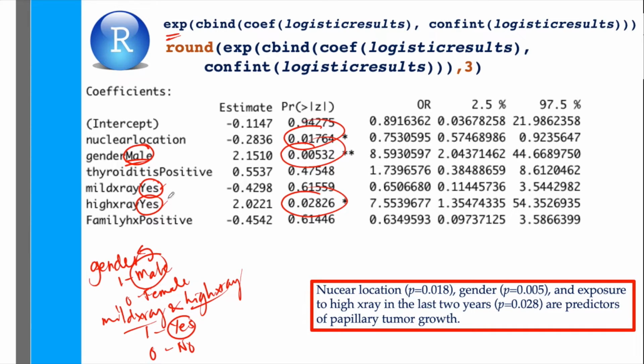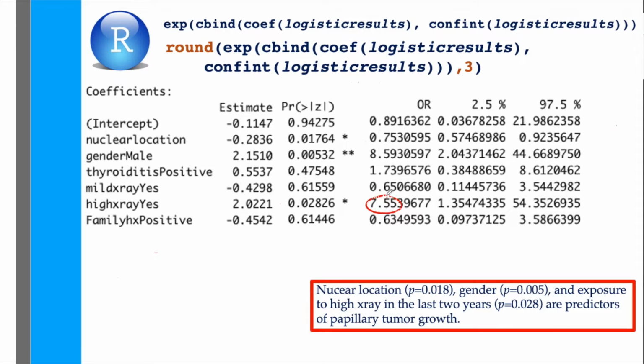Like for example, if we're going to interpret 7.55, this tells us that the odds of developing papillary tumor is 7.55 times for those with exposure to high X-ray in the last 2 years compared to those who do not have exposure to high X-ray in the last 2 years. Likewise, this 8.59 tells us that the odds of developing papillary tumor is 8.59 times for males compared to females.